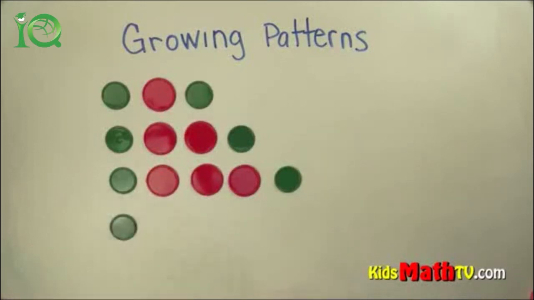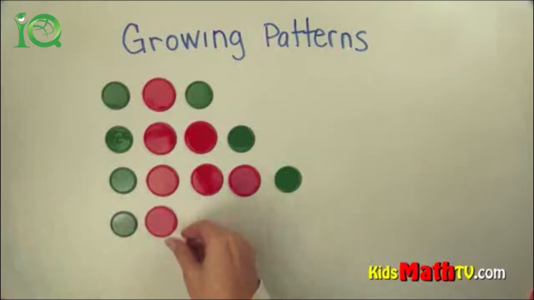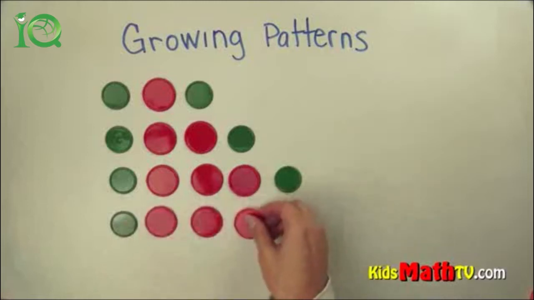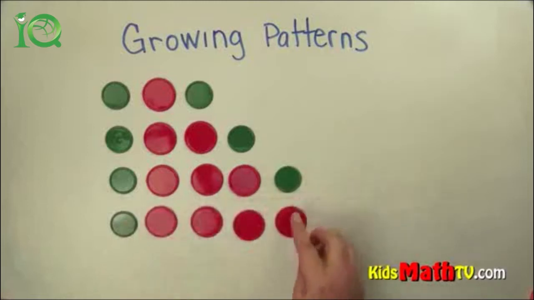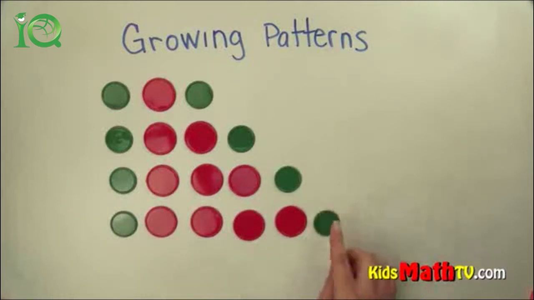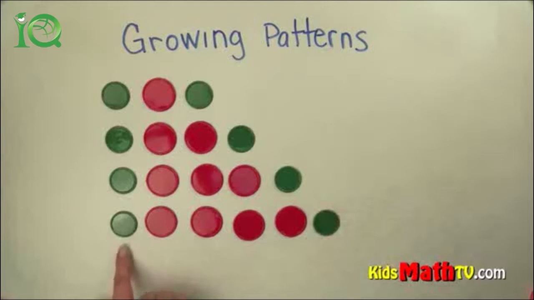Let's do another one. That's green, then red, red, red, and it has to grow by one, so there's one more red, and green. If we wanted to do another pattern, the fifth one, it would be green, red, red, red, red, red, and green, and we would keep going and it would keep growing. That's the end of our lesson on growing patterns.